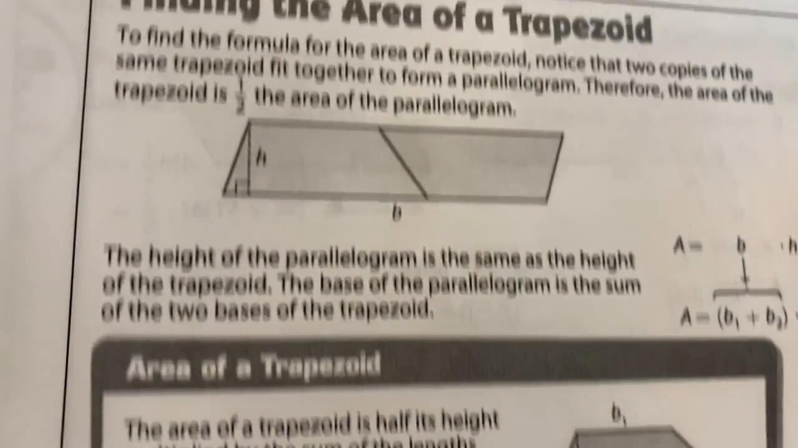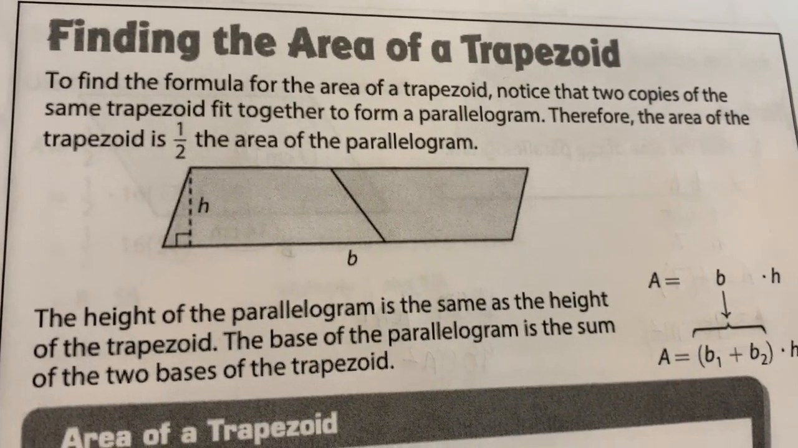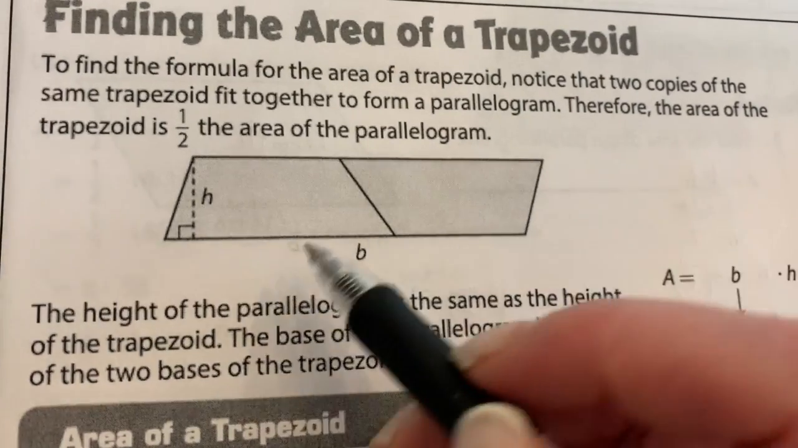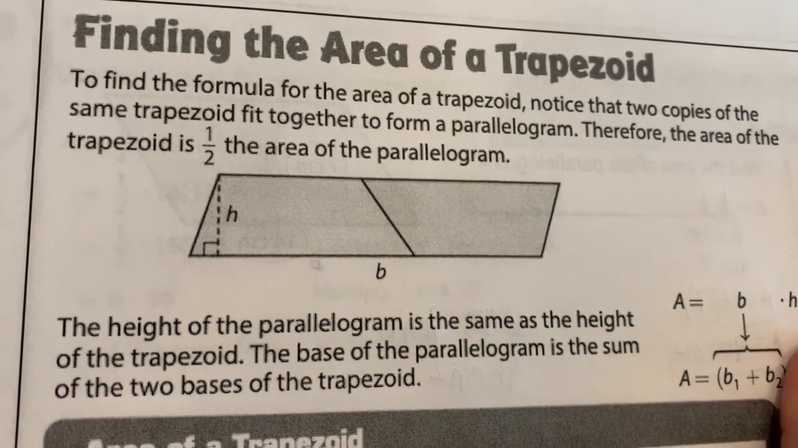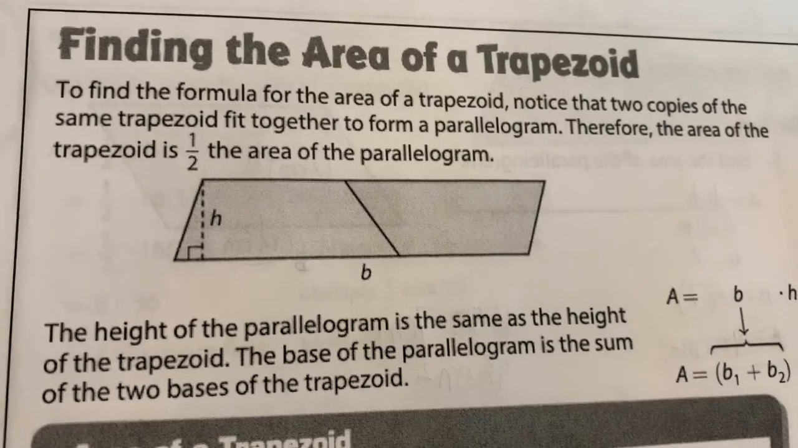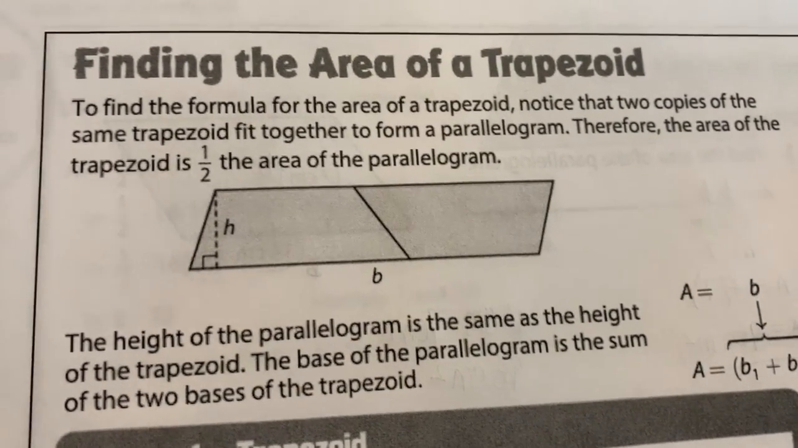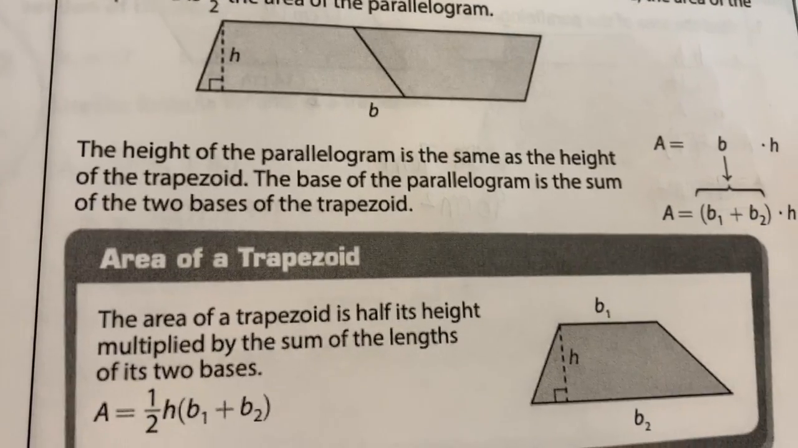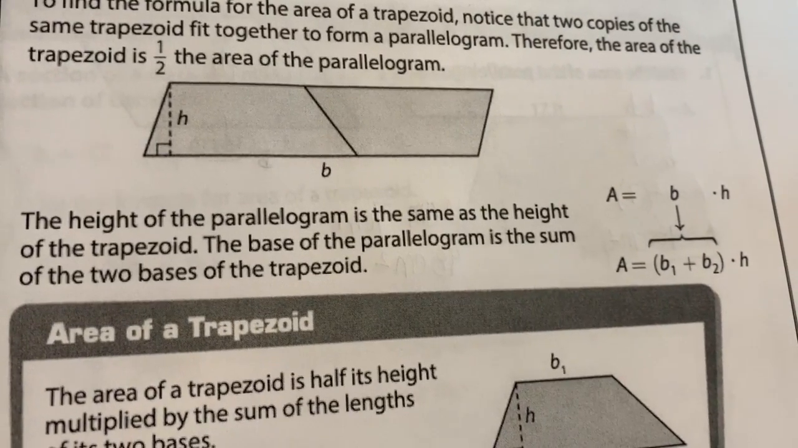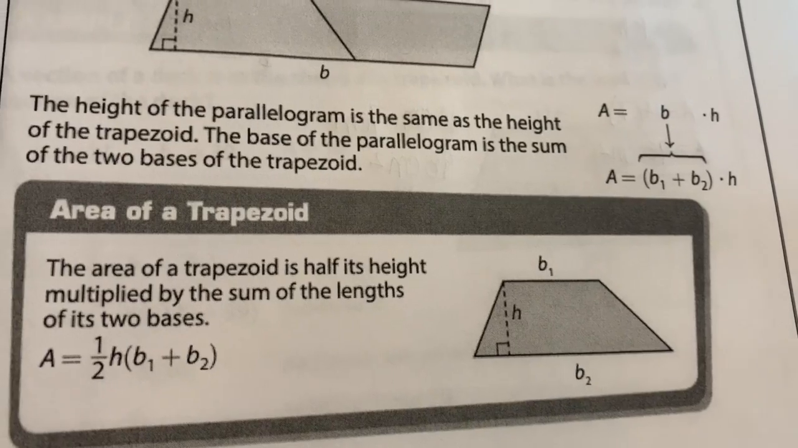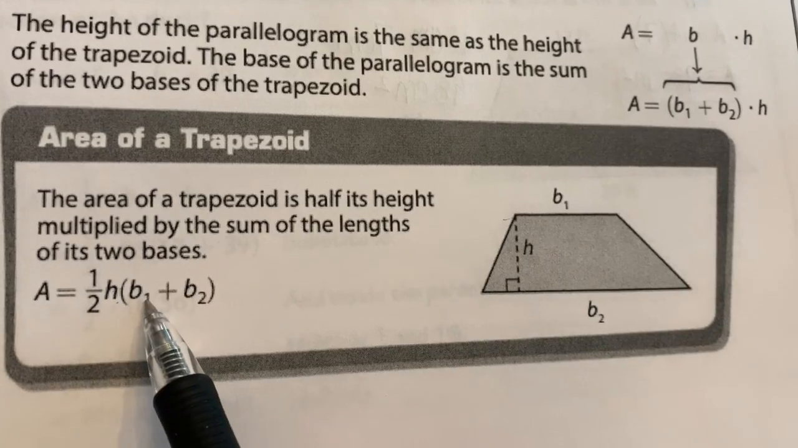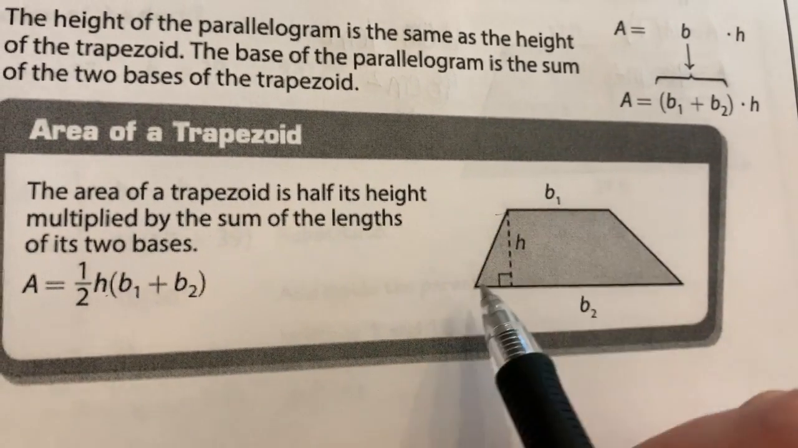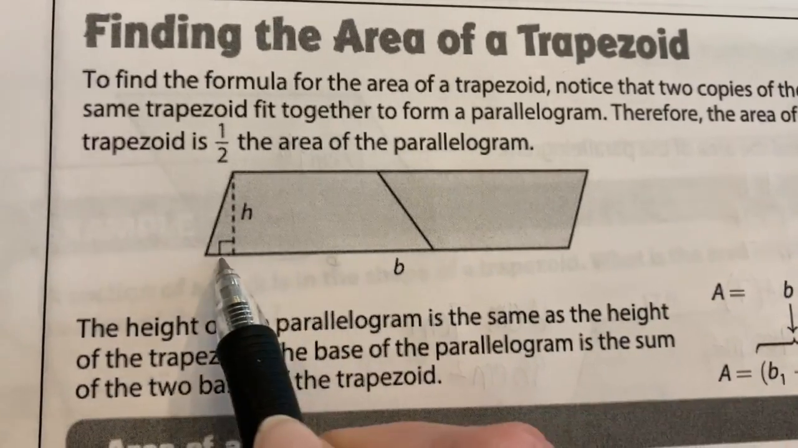And you can actually form a parallelogram out of it by taking the trapezoid, flipping it over, and putting it next to itself. So they fit together to form a parallelogram. And for that reason, the area of the trapezoid is half of the area of the parallelogram. So that would be half of the base times the height. However, we have two different bases for a trapezoid. So instead of doing 1/2 base times height, we're doing 1/2 of the two bases added together, right? Because we have this base and that base added together, okay?